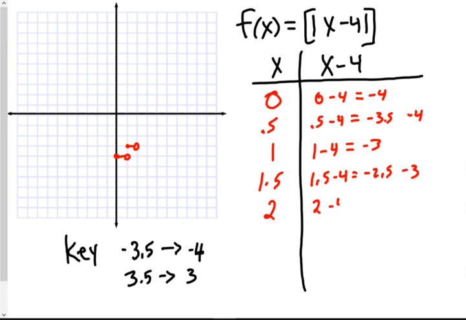And then 2 minus 4 is going to give us negative 2. Well, that's already an integer. So that means when I go to 2 on the x, I get negative 2 on the y. So now we see that this starts to take shape by moving up with a slope of 1, because that's the coefficient of the x. And so I'm going to go ahead and put those dots in for that slope.